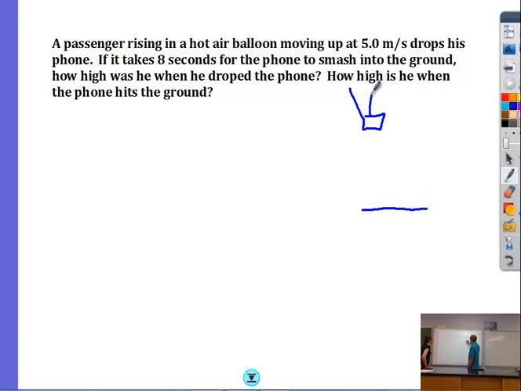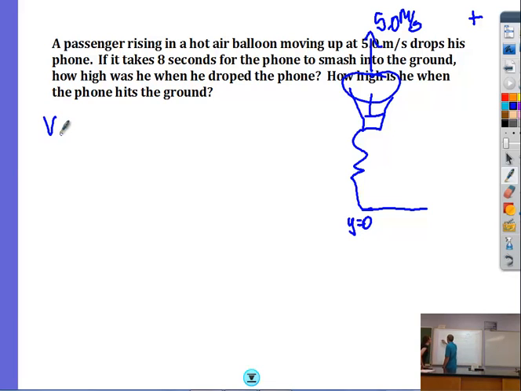Here's my hot air balloon. Okay, and let's see. It's moving up at 5 meters per second. I guess I just decided up is positive, down is negative. I don't know how high it is. Whatever this distance is, I don't know it. But I do know the ground is at 0. Okay. Took 8 seconds. And I know a time.